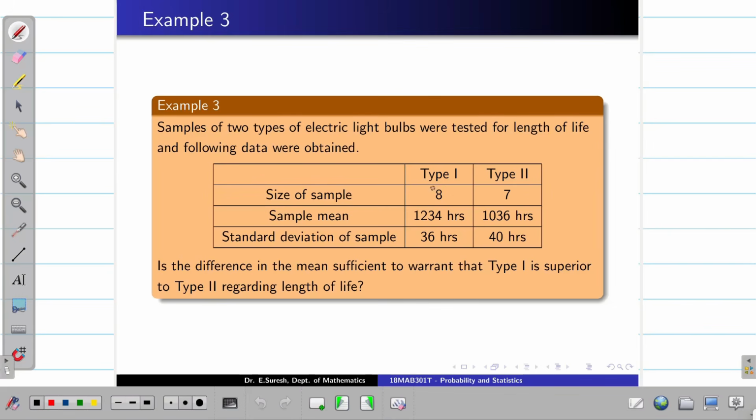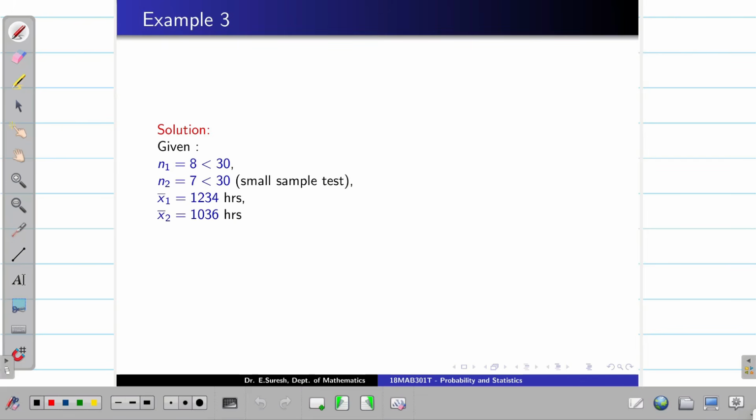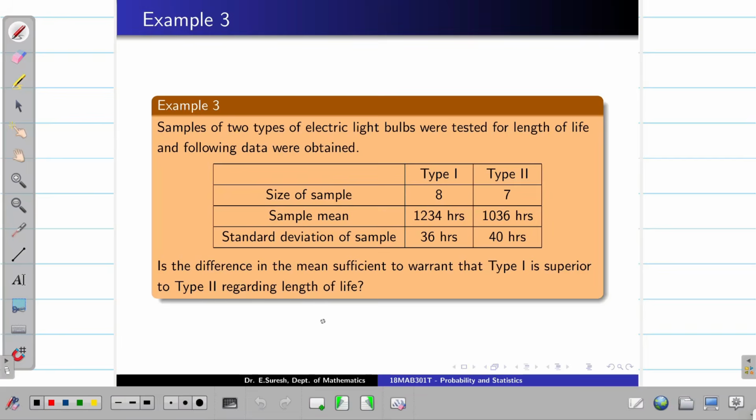In this problem, the size of the samples N1, N2 is given. Sample means x1 bar and x2 bar are given. Standard deviation S1 is given directly and S2 is given indirectly. Now we have to form the hypothesis. Other things we can easily write: n1, n2, x1 bar, x2 bar, s1 and s2.